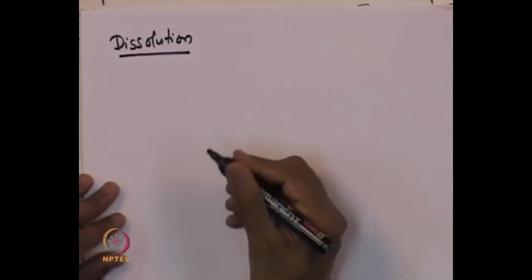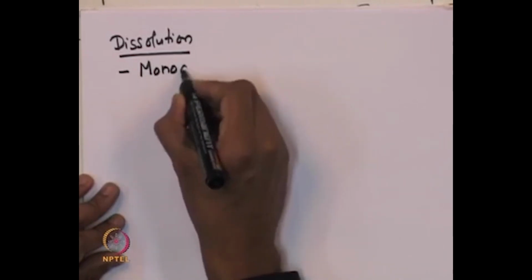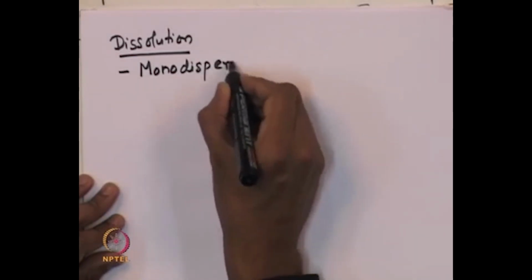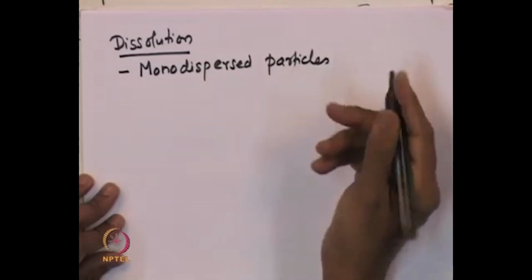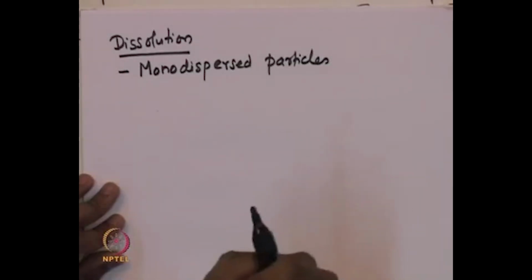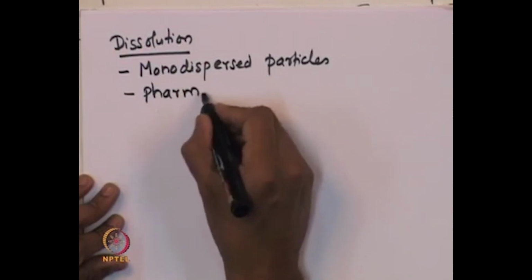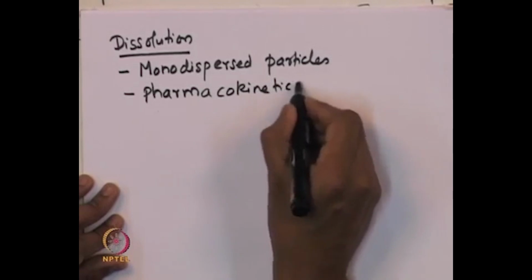Dissolution of solid particles. Suppose we assume that all these drugs which are given inside are monodispersed particles. That is, all the particles in the drug are of the same size. This is not true always, but let us assume to start with that all particles are the same size, that is, it is a monodispersed system. And the objective is to find out the dissolution time, which plays an important role in the pharmacokinetics.